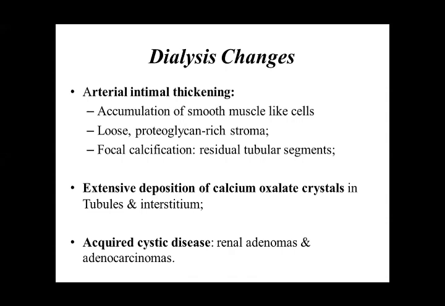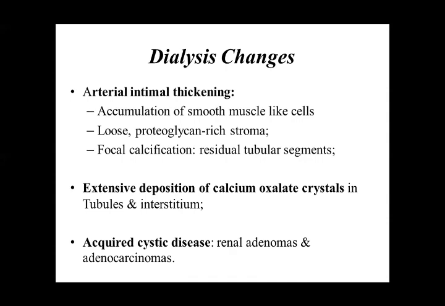A kidney that has been destroyed and is not functioning will undergo cyst formation. Eventually, it will undergo malignant changes as well, right? So it will acquire some kind of renal tumor, mostly clear cell carcinoma. Arterial intimal thickening will happen, with extensive deposits of calcium oxalate in the tubules and interstitium. We talked about calcium deposits in the eyes as well. So they are deposited in the tubules and interstitium, which means they become hard and brittle.